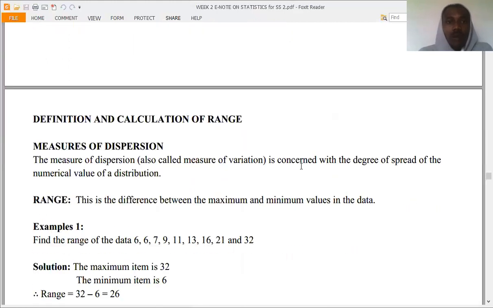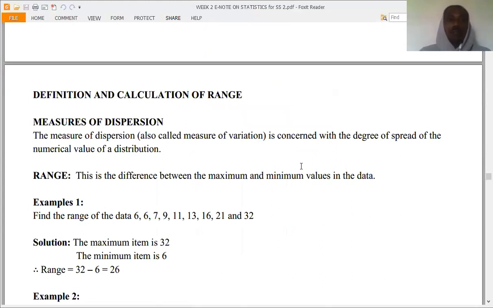So we are going to now talk about measures of dispersion. The measure of dispersion, also known as measures of variation, is concerned with the degree of spread of the numerical value of a distribution.